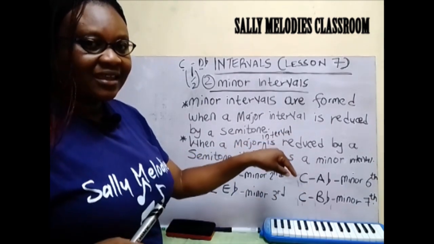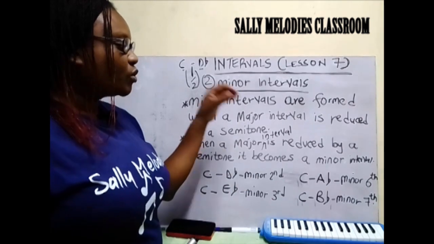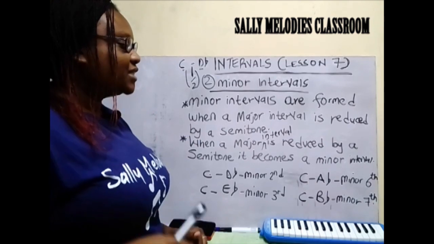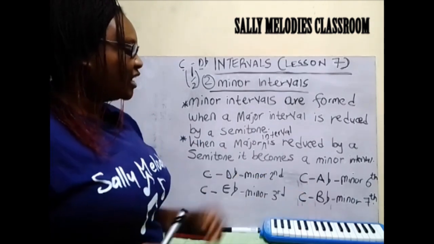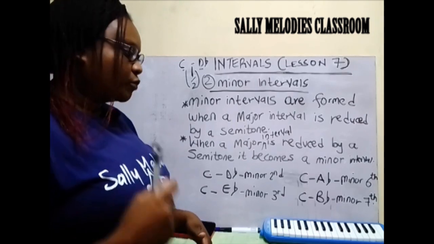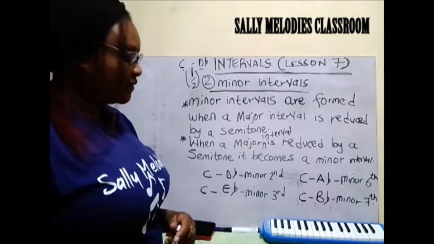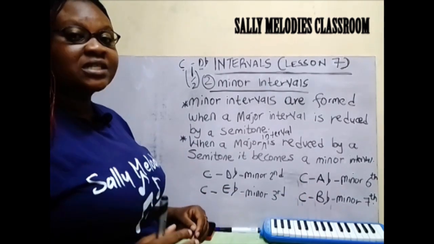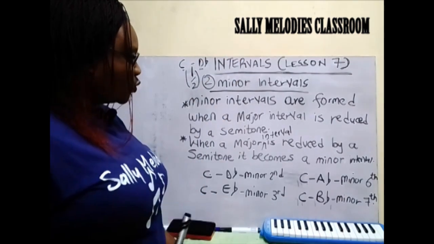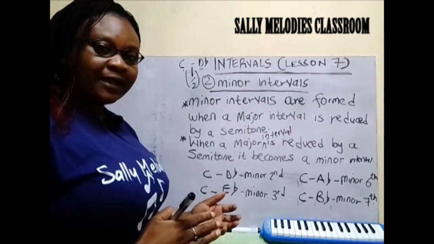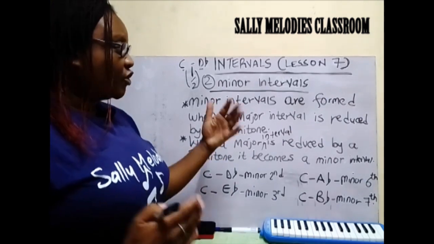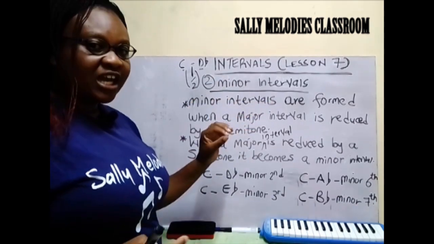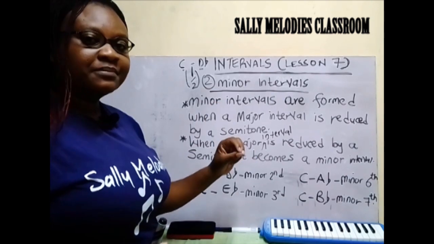From C to A, on the side of major, it was a major sixth. But now because we have lowered by a semitone, it is now a minor sixth. And finally, we have our seventh. From C to B, it was a major seventh. But now it is a minor seventh because we have lowered it by a semitone. That is what we mean. So minor and major, they relate in a way. The only difference is that when you lower any major by a semitone, it becomes a minor.